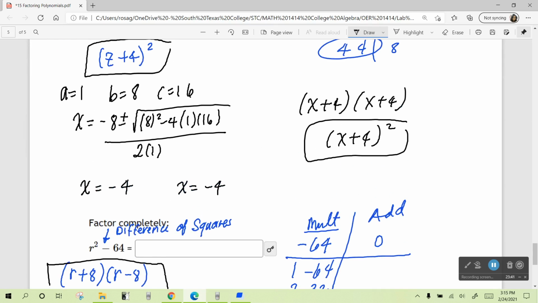So I hope this helps when you're trying to factor, not only for this section, but in later sections where they ask us to factor in the other class as well. Let me know if you have any questions.